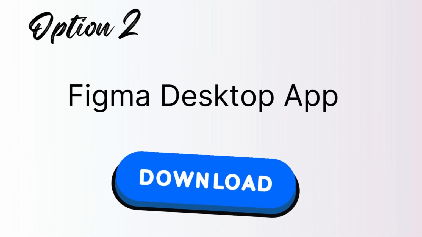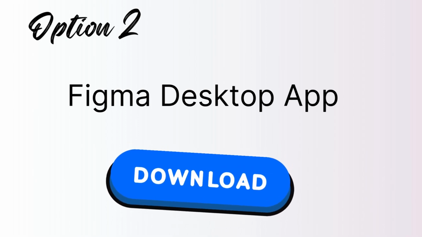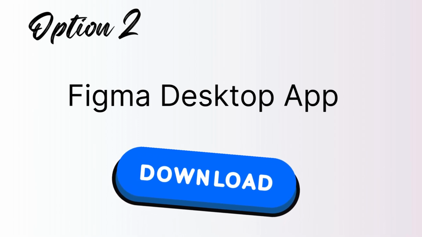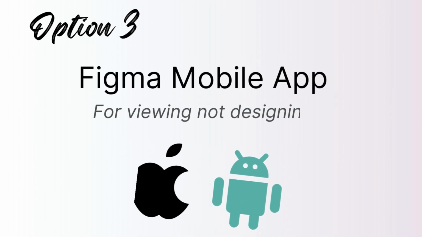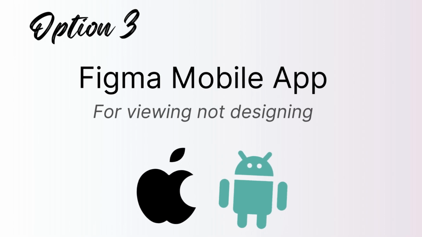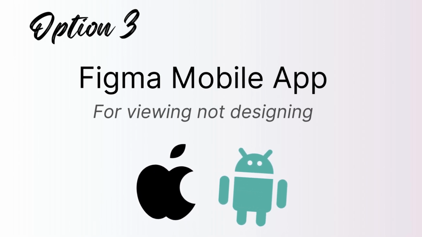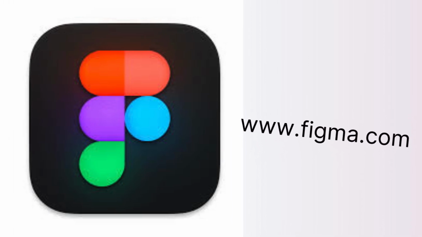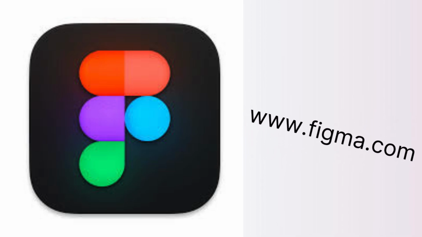Another way you can access Figma is to download the Figma desktop app for Windows or Mac from the official website. The app provides a smoother experience and lets you work offline with some limitations. And lastly, you can also access Figma through the Figma mobile app. It is available on iOS and Android, and it is great for reviewing designs on the go. For this tutorial, I'll be teaching you how to get into the Figma interface using the first option. Let's get right into it.